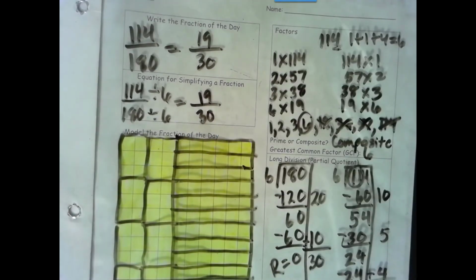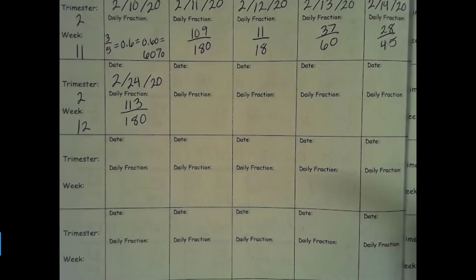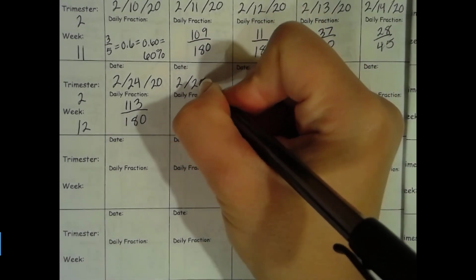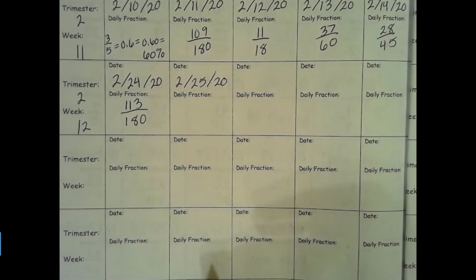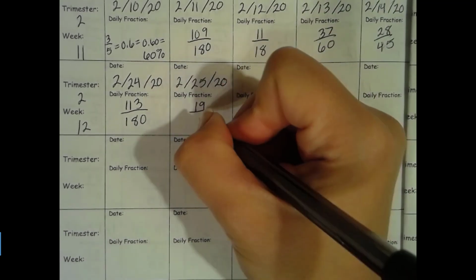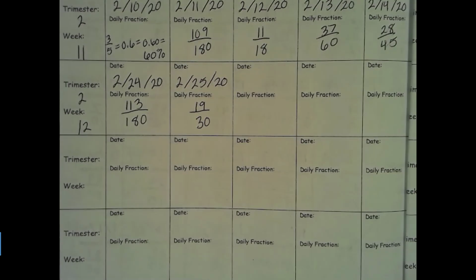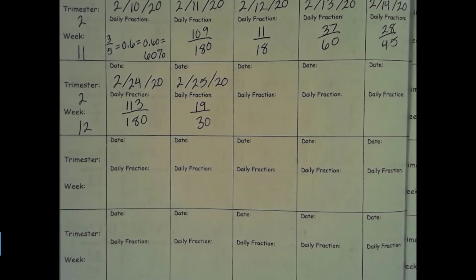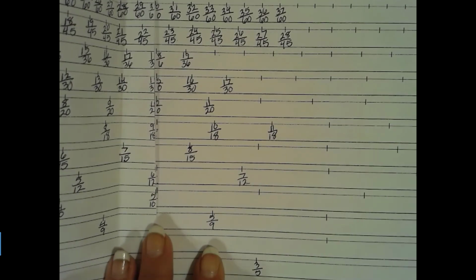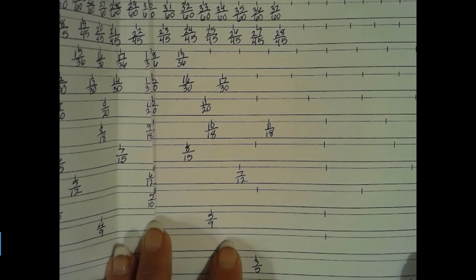All right, let's go ahead and fill in our data collection page. Okay, we're in trimester 2, week 12. Today is 2/25/2020. Our fraction for today is 19/30. Okay, we did groups of 6, so let's go ahead and get out our number line all the way across. Last one we have is 17/30.